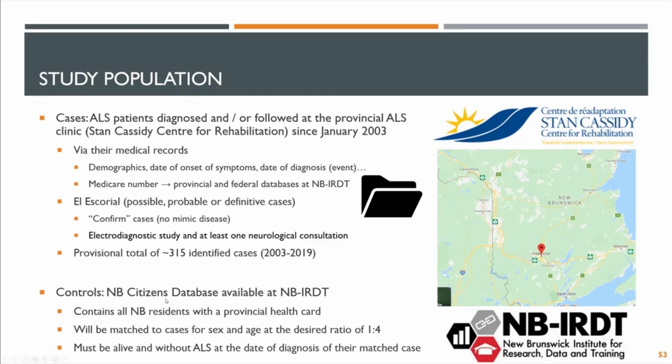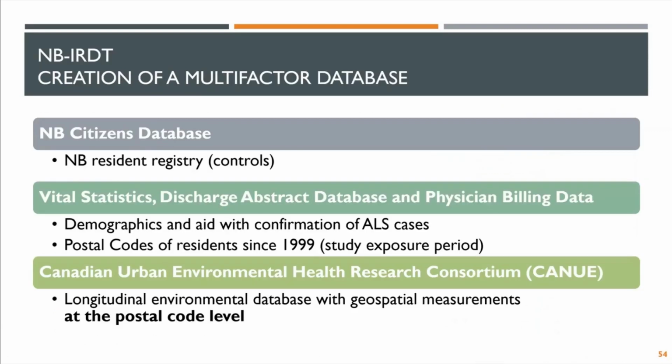Our controls are going to be coming from the citizens database that's available at MBRDT. It has all the residents from New Brunswick that have a provincial health card. So this is going to help us to match controls to the cases at a ratio of 1 to 4. And as long as they don't have ALS at the date of diagnosis of their matched case and they're alive, we're going to have similarly representative samples.